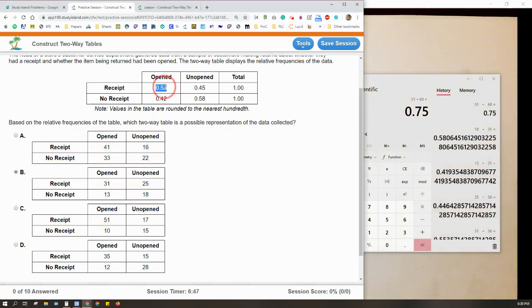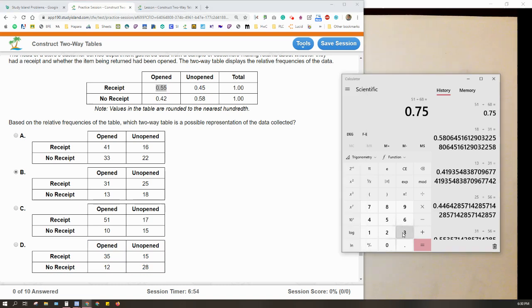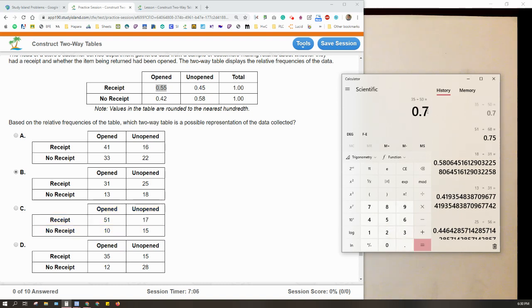That does not match the 55% we're looking for, so we can move on to the next choice. And the next choice is D. We have 35 out of a total of 50, because 35 plus 15 is 50. So again, 50 people returned it with a receipt. 35 of them had an open package. 35 divided by 50 is equal to 0.7. That's equal to 70%. And again, that's not the 55% we're looking for. So those are definitely not it. And B is our answer.